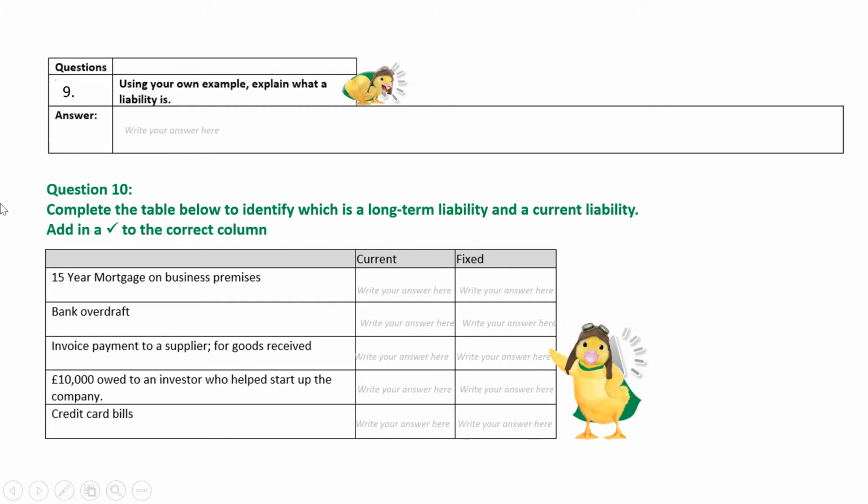Question 10. Complete the table below to identify which is a long-term liability and which is a current liability. All you have to do is add a tick into either the current column or the fixed column. Now there's already a tick put onto the PowerPoint, so if you can't find the symbol, then copy and paste the tick from this slide.